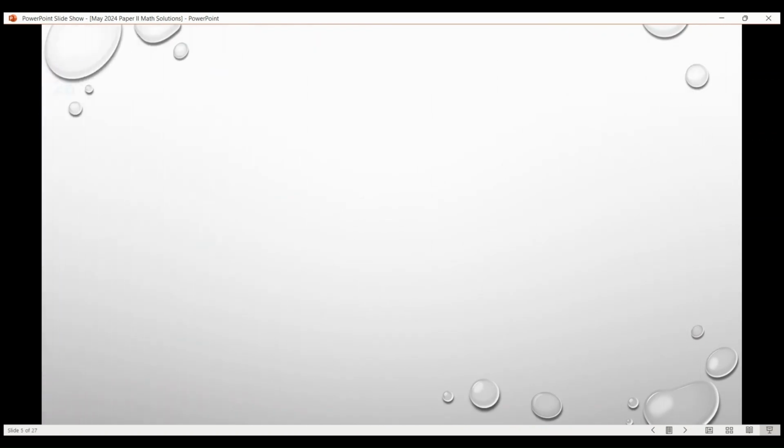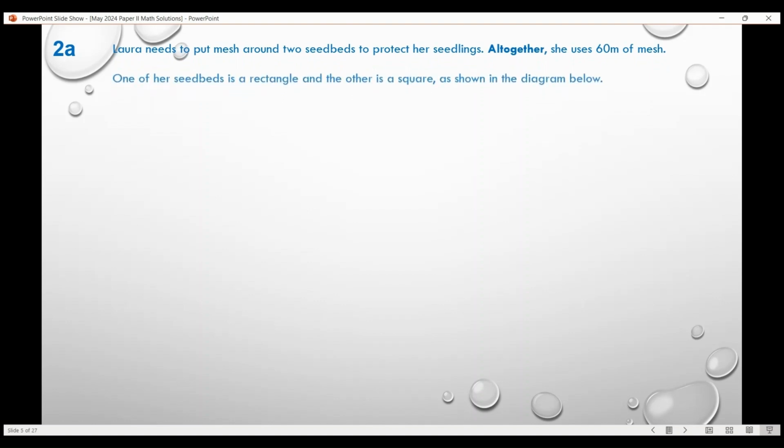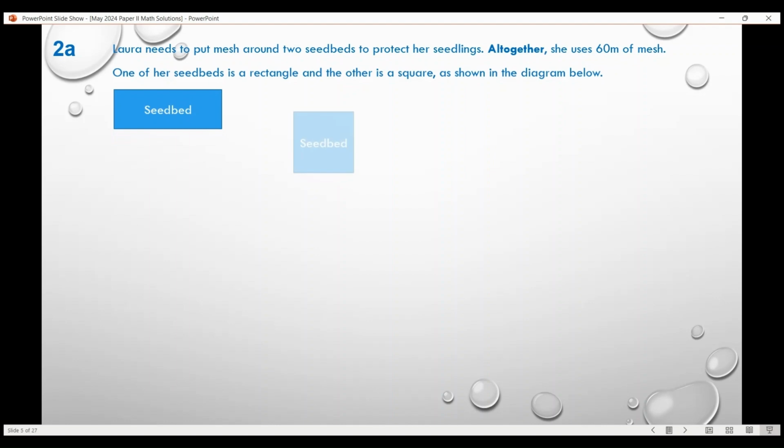Let's now go on to number 2, part A. Laura needs to put mesh around 2 seed beds to protect her seedlings. Altogether, she uses 60 meters of mesh. One of her seed beds is a rectangle, and the other is a square, as shown in the diagrams below.